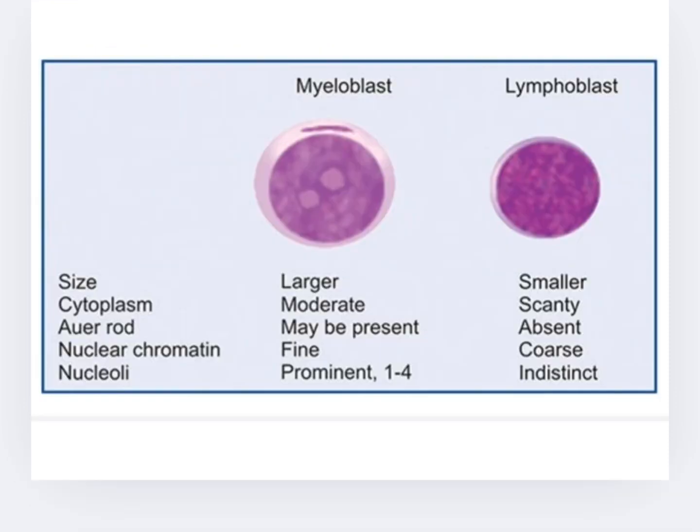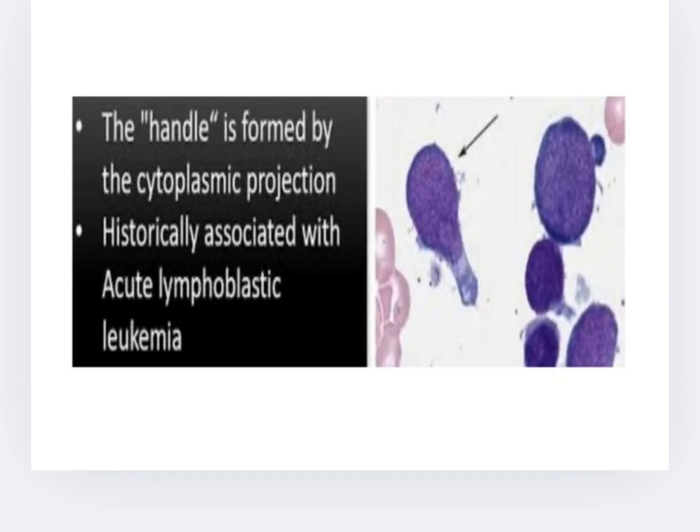nucleoli. So, we can differentiate between myeloblast and lymphoblast by these characteristic features. In lymphoblast, the size is smaller, with scanty cytoplasm, Auer rods absent, coarse chromatin and indistinct nucleoli. While in myeloblast, there is fine nuclear chromatin and prominent 1 to 4 nucleoli. Lymphoblasts are present in ALL. There are also hand-mirror cells formed by cytoplasmic projection seen in ALL.